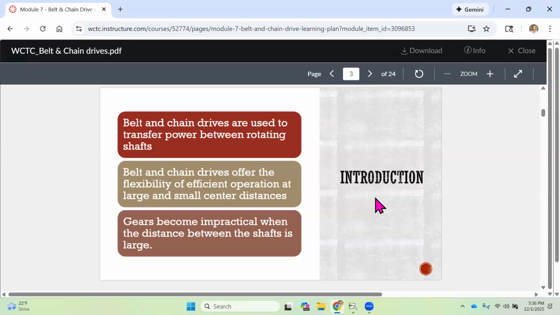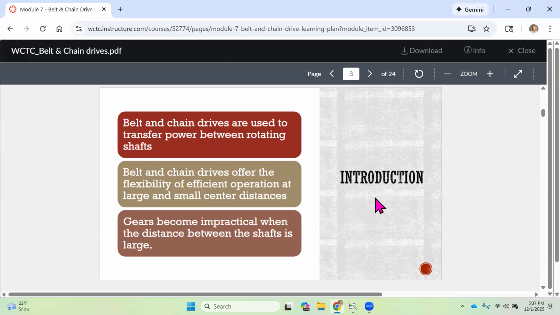So starting off, looking at belts and chains in general, belts and chains are used to transfer power between rotating shafts. We can make that very same statement for gear drives. And as we talk about belt and chain drives, we're going to see some of these relationships pop up again.